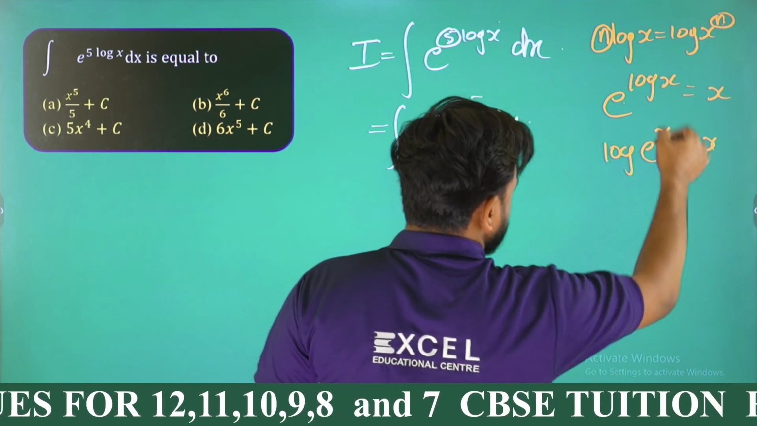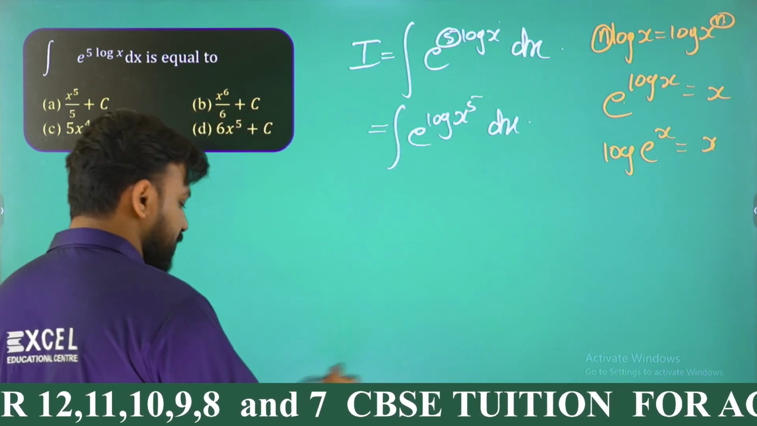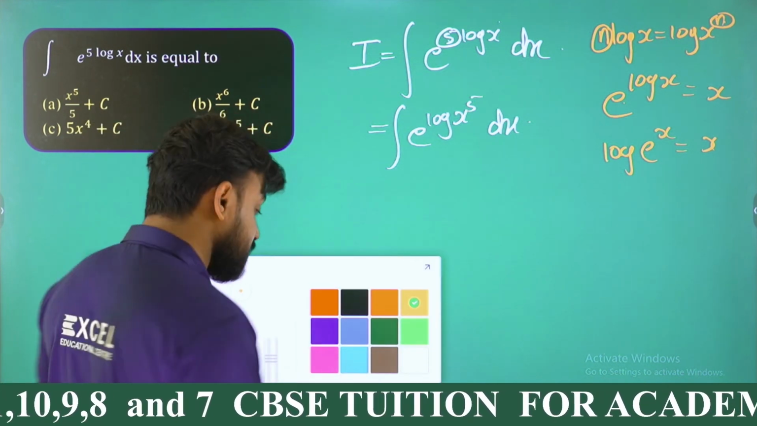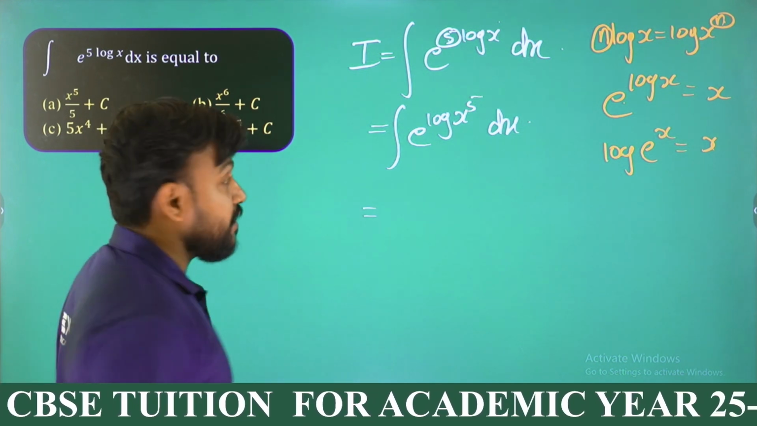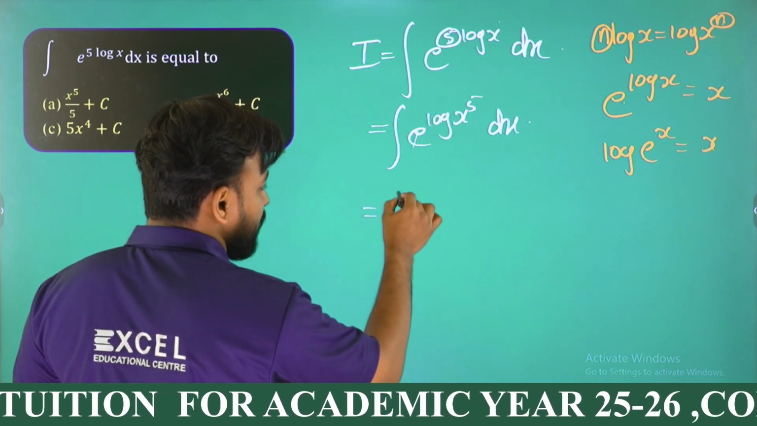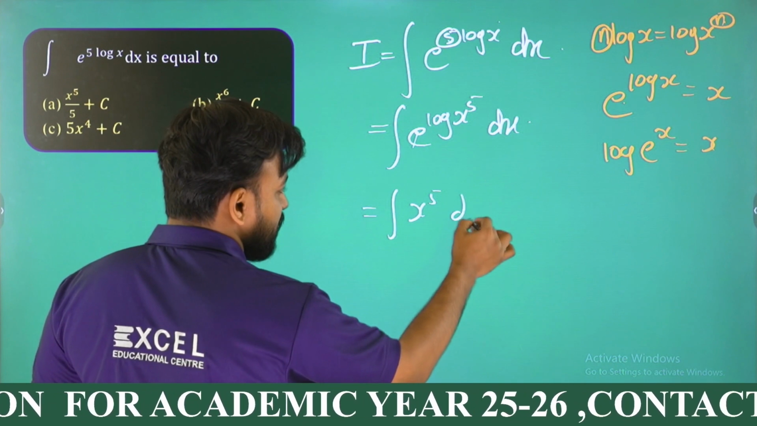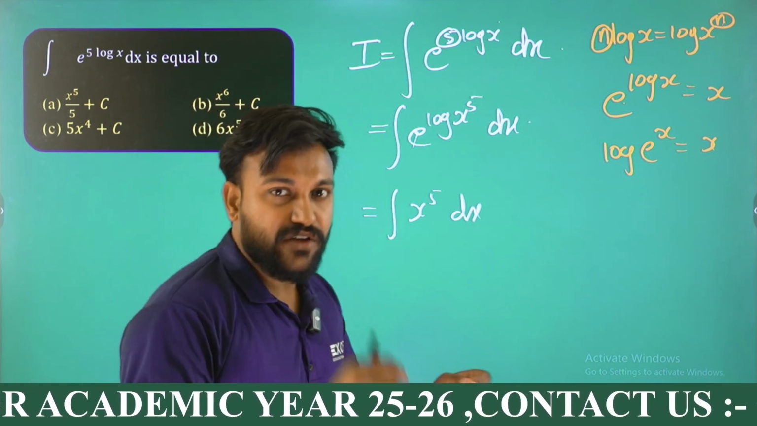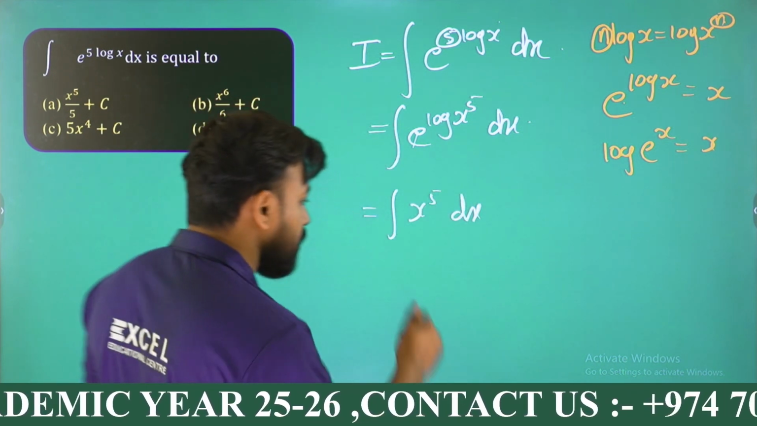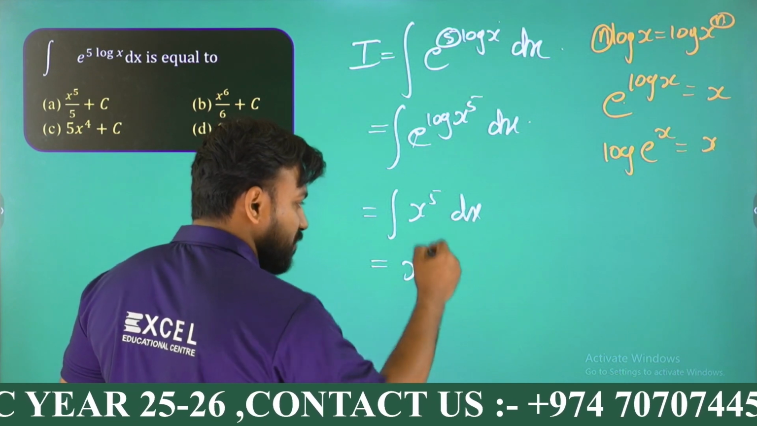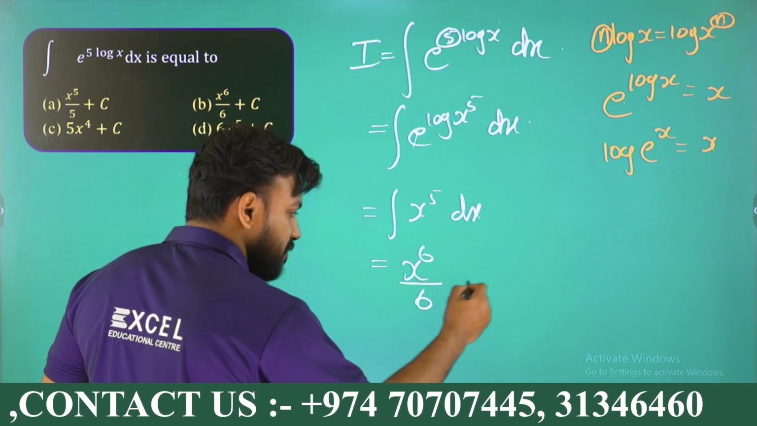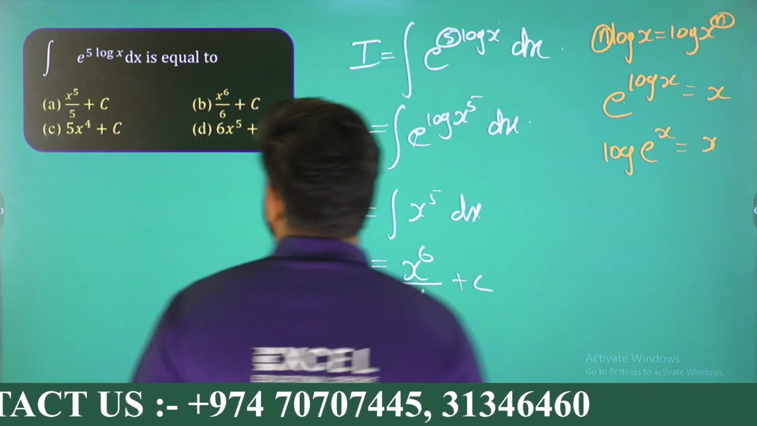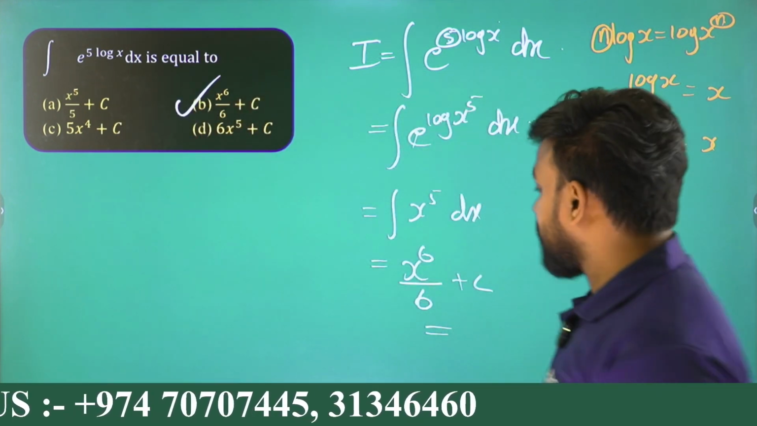These two will be cancelled. Log and exponential function will be cancelled if the base of the log is e. Most of your questions, the base will be e. So these two will be cancelled. You will get integral of x raised to 5 dx. Last question, I explained integral of x raised to n is x raised to n plus 1 by n plus 1. n plus 1 is what? 5 plus 1, it's 6, so x raised to 6 by 6 plus c. So this is your answer. There is an option like x raised to 6 by 6 plus c.